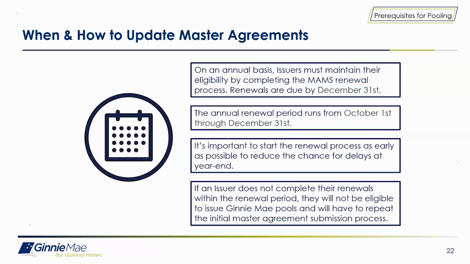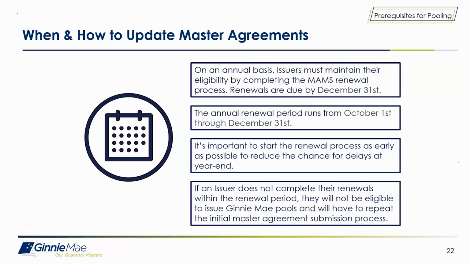It's important to start the renewal process as early as possible to reduce the chance for delays at year end. If an issuer does not complete their renewals within the renewal period, they will not be eligible to issue Ginnie Mae pools and will have to repeat the initial master agreement submission process. That's the killer right there.